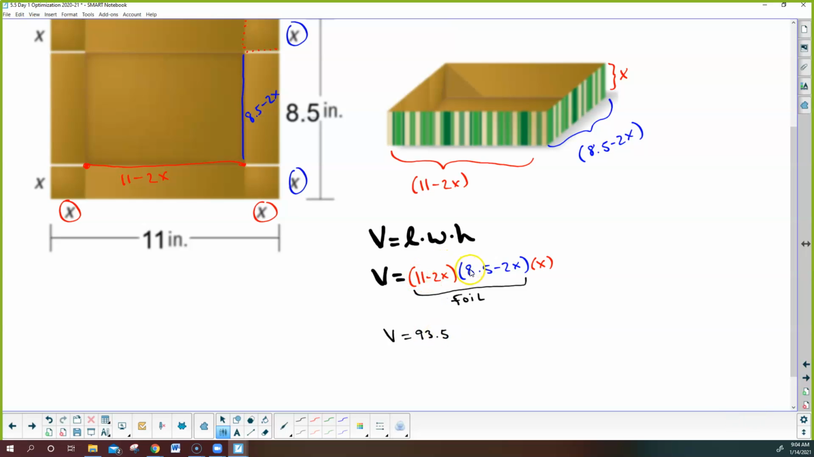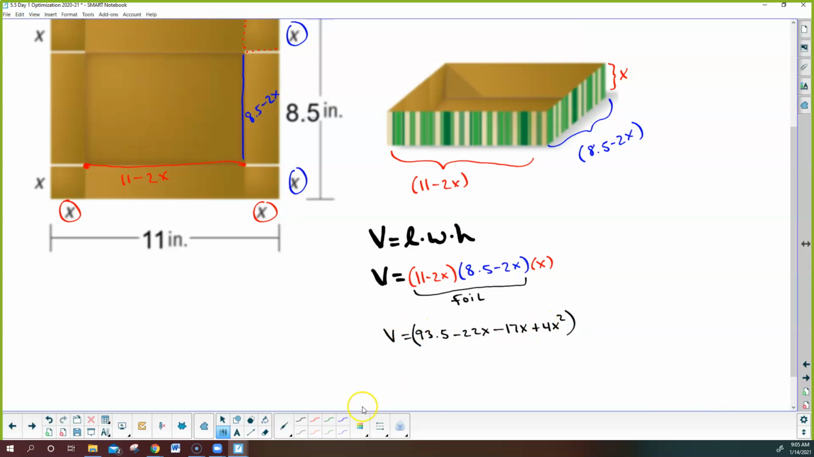So 11 times 8.5 is 93.5. 11 times negative 2x is negative 22x. And then I'm going to take negative 2 times 8.5. I should say negative 2x times 8.5. And then negative 2 times negative 2 is positive 4, and x times x will give me x squared.